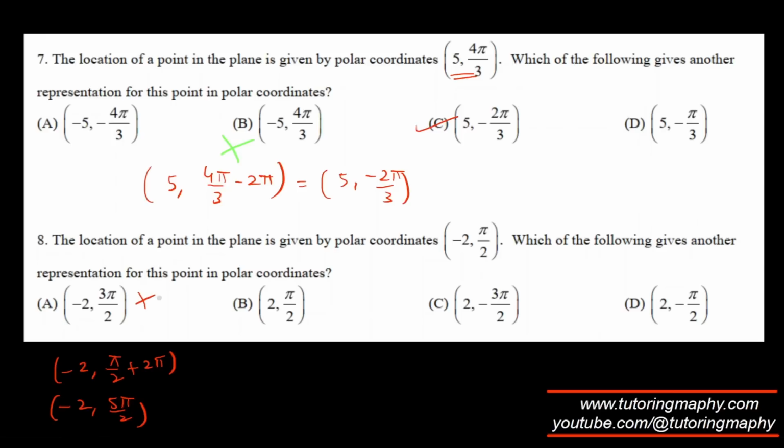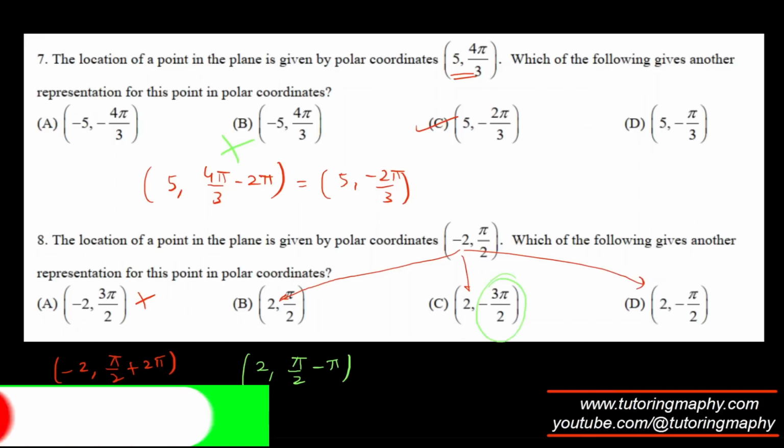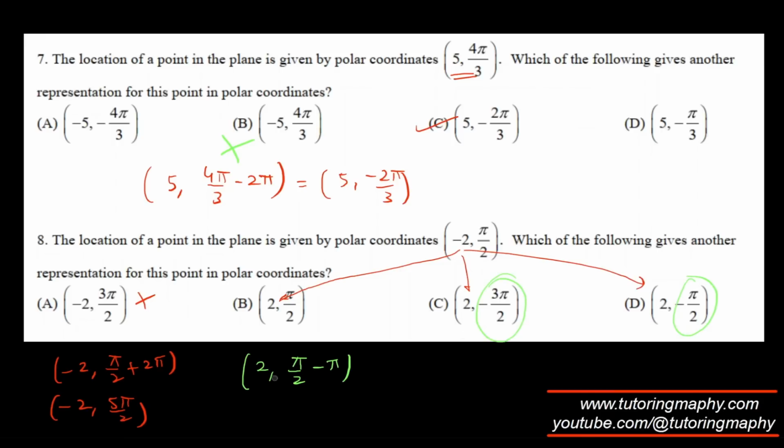So definitely not A. Now, switching the sign of R in all these options, if I switch the sign of R, make it positive, then at pi over 2, I can either add pi or subtract pi. Let's subtract pi because I see that two answers are with a negative r. And if I subtract pi, then pi over 2 minus pi is negative pi over 2, which is definitely option D. That's the correct choice.